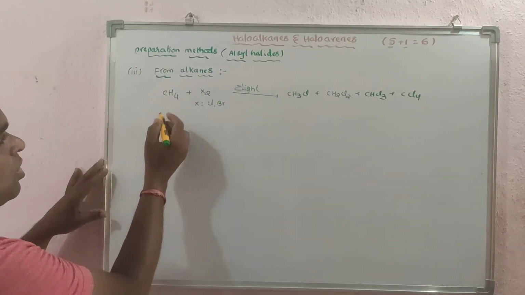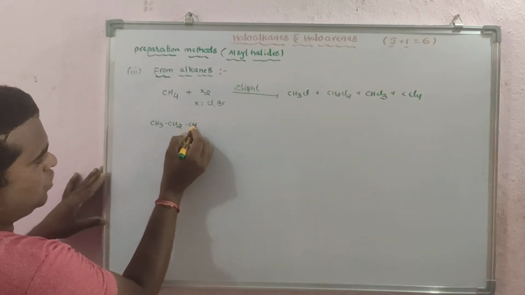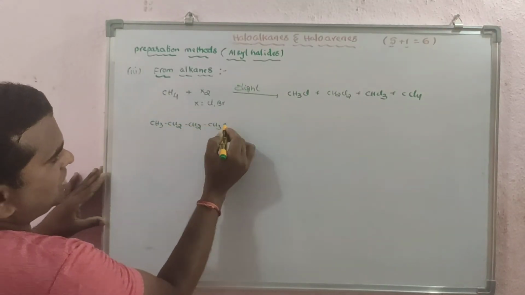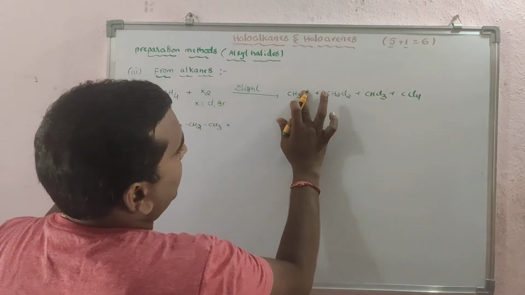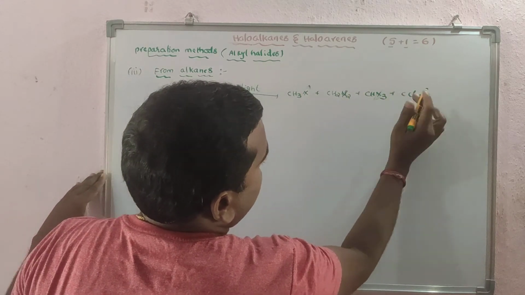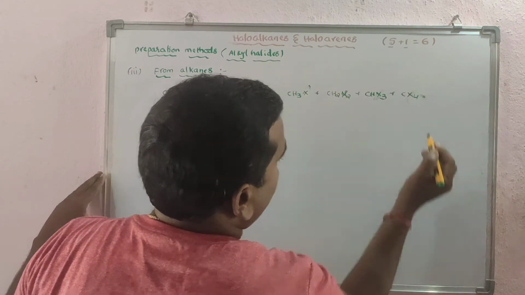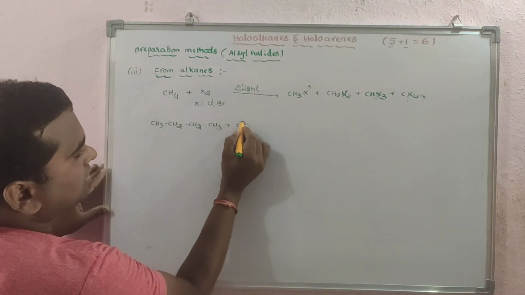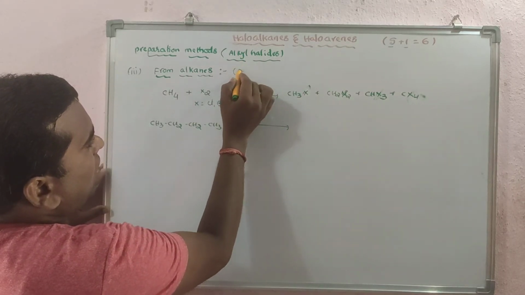Clear? Suppose I take another example, CH3CH2CH2CH3. If I write X, suppose I take X means this is X2, this is X3, and this is X4. We have to write the X4 here. Clear? If I write here Cl2, this we will simply call halogenation.